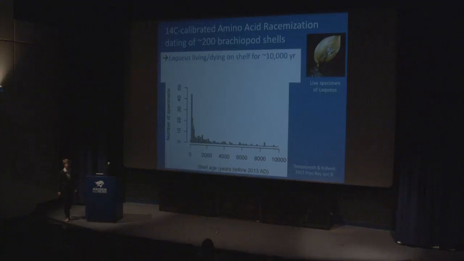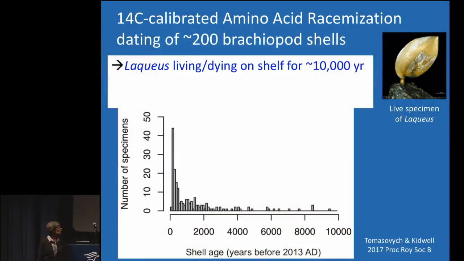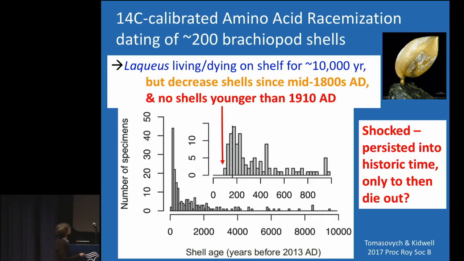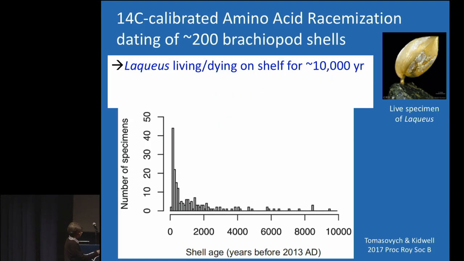We went in, and to determine how old these shells were, we used a geologic method of age dating known as amino acid racemization. It is calibrated using radiocarbon that everyone is familiar with. And so we dated around 100 specimens of this brachiopod, this Laqueus articulate brachiopod. This is a living one attached by a little pedicle to a piece of rock. And this plot shows you the number of specimens that we found that dated from this increment, from the most recent 100 years, how many from before.